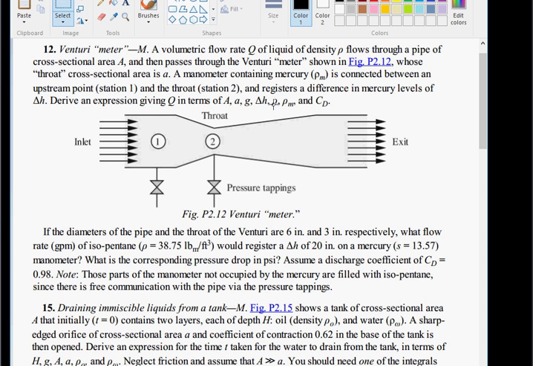And rho is going to represent the density of the fluid inside the Venturi meter, which is isopentane. And then rho m is going to represent the density of mercury inside the manometer. That's the manometer fluid. And CD is the discharge coefficient. Alright, so this is my drawing that I made of that problem.